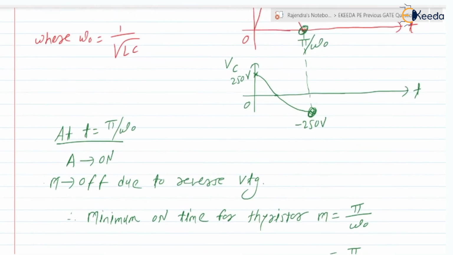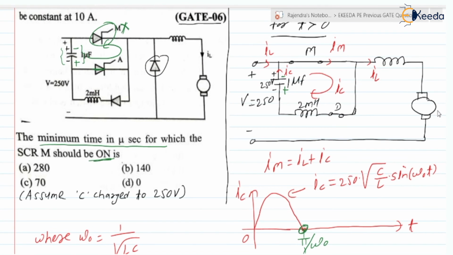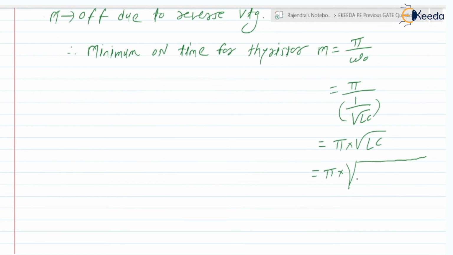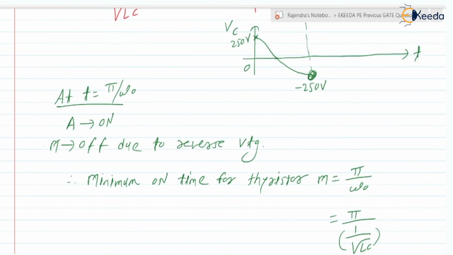What is the L value? They have given L is equal to 2 millihenry and C is 1 microfarad. So it is 1 into 10 to the power minus 6 into 2 into 10 to the power minus 3. Okay, so we can write it as under root 2 into 10 to the power minus 9, into pi. It is 140.49 microsecond. Okay, this is the minimum on time for thyristor M, right?